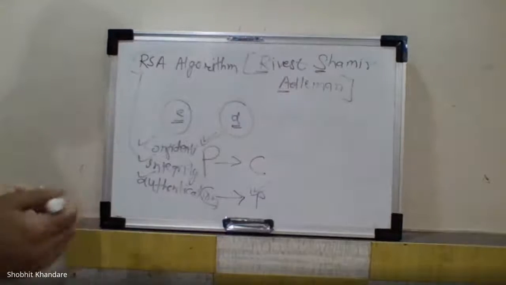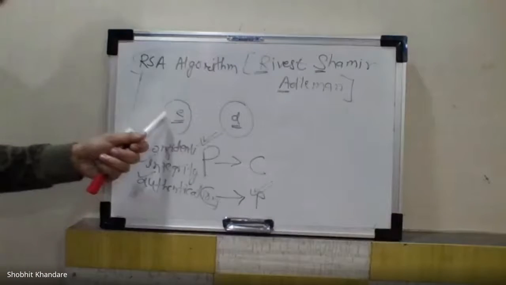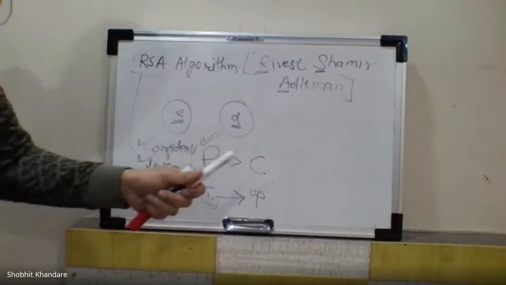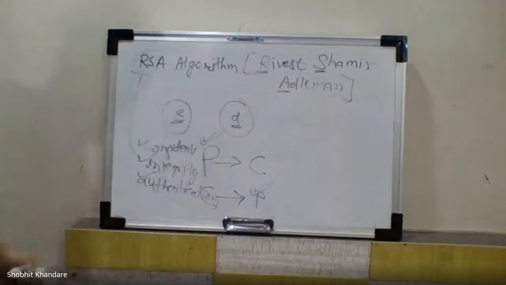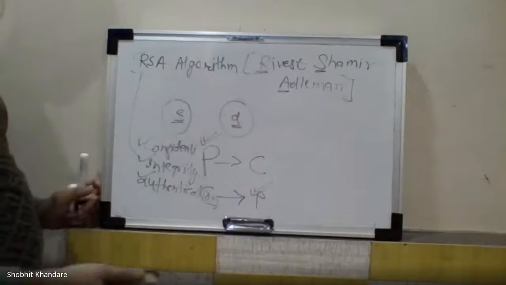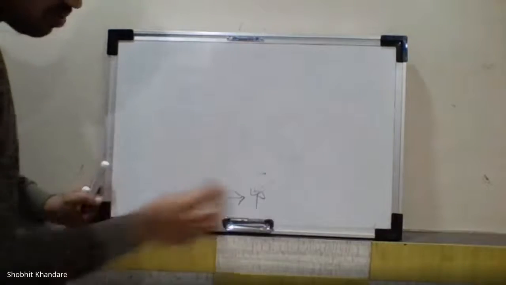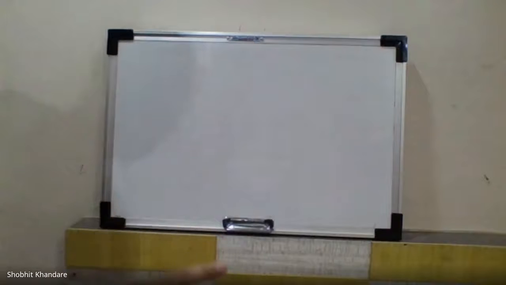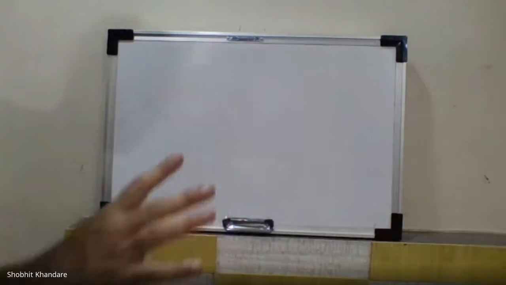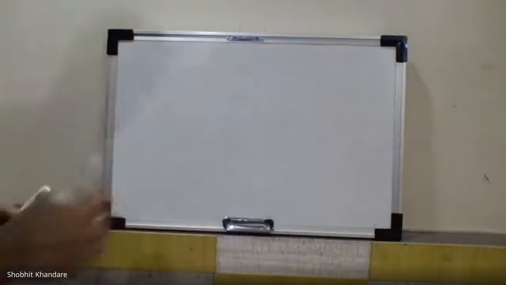Now with this understanding, we are going to see the procedure or the algorithm: how to get this E, how to get this D, how do you get the ciphertext, and how do you recover the plain text. We'll start with the algorithm and go step by step. Whatever I'm writing on the board, please write down along with me. We'll be solving two problems so that the algorithm will be very clear.